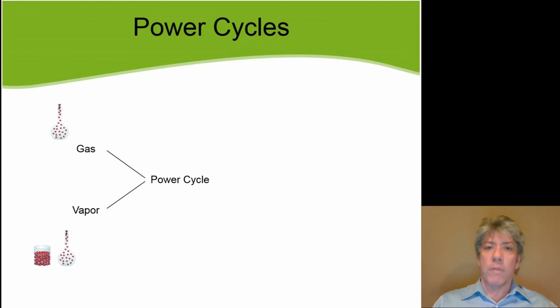In fact, it liquefies so that it can go through a pump, and then that pump doesn't require a whole lot of power in order to raise the liquid water back up to the boiler pressure. So that's an example of a vapor power cycle.